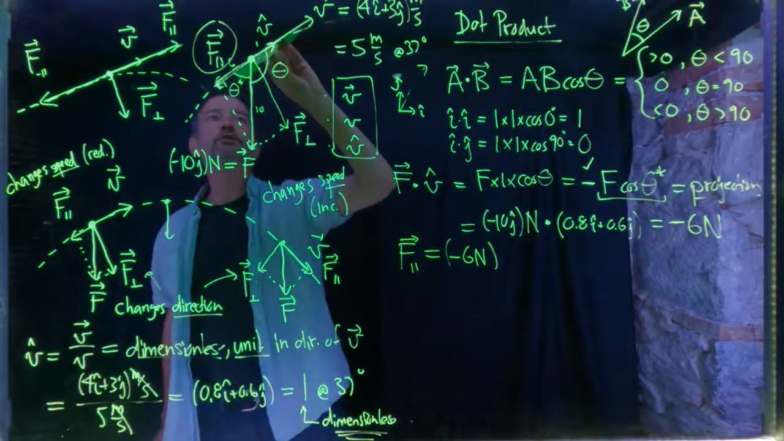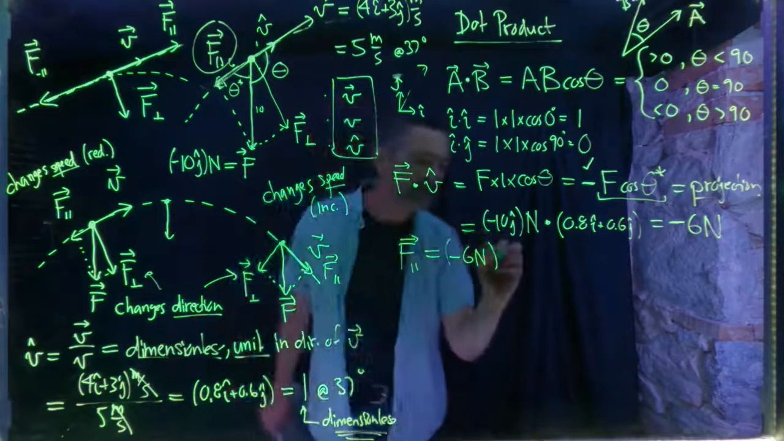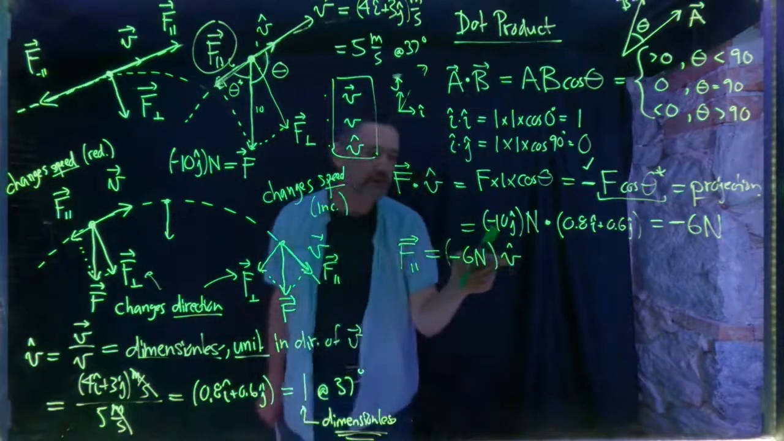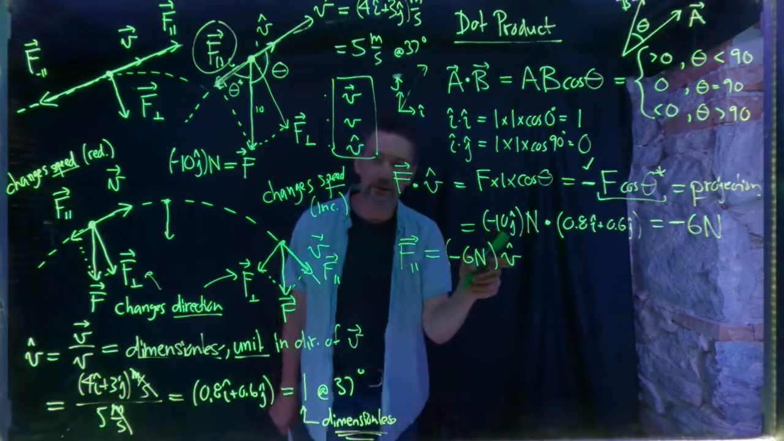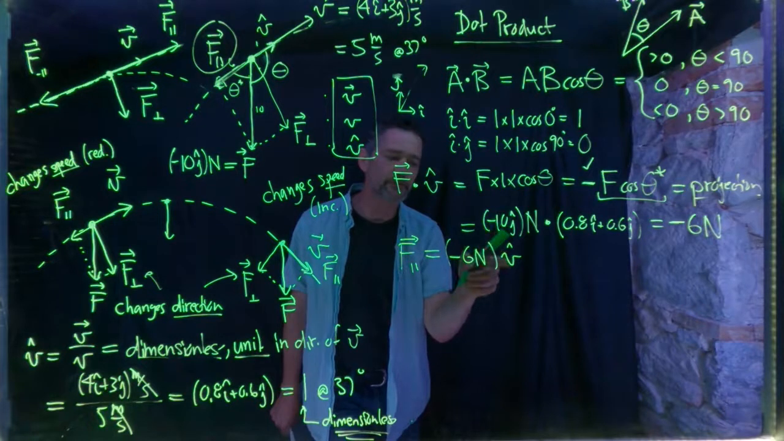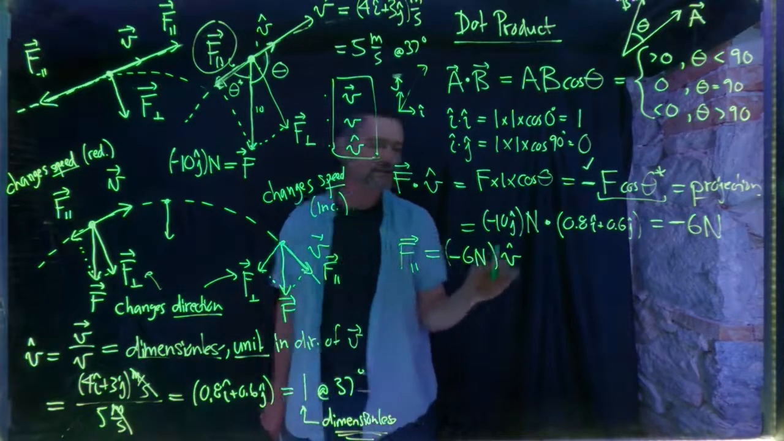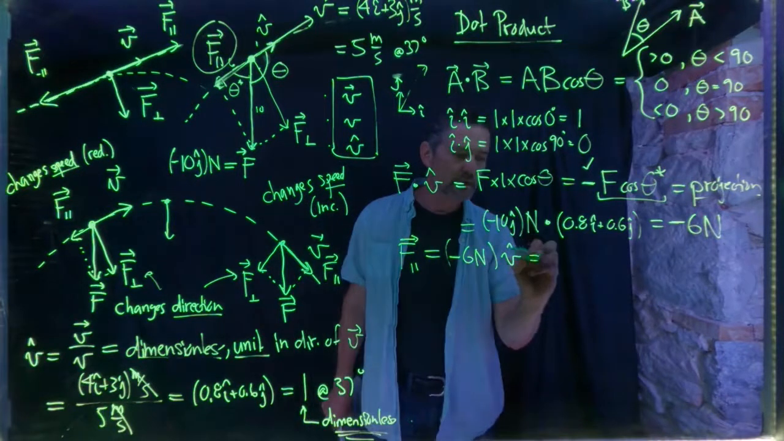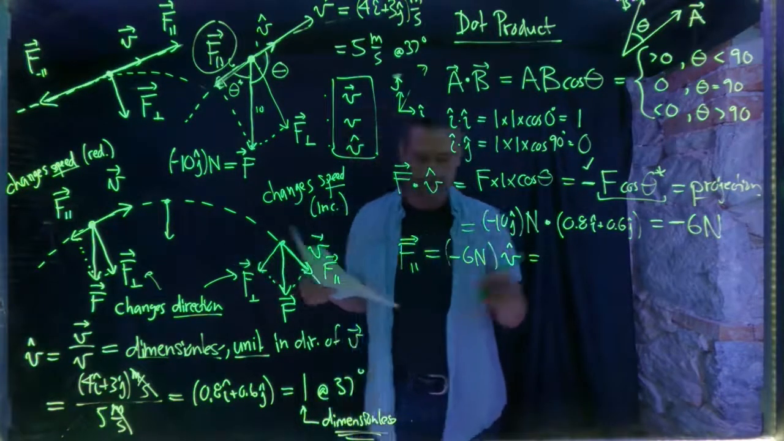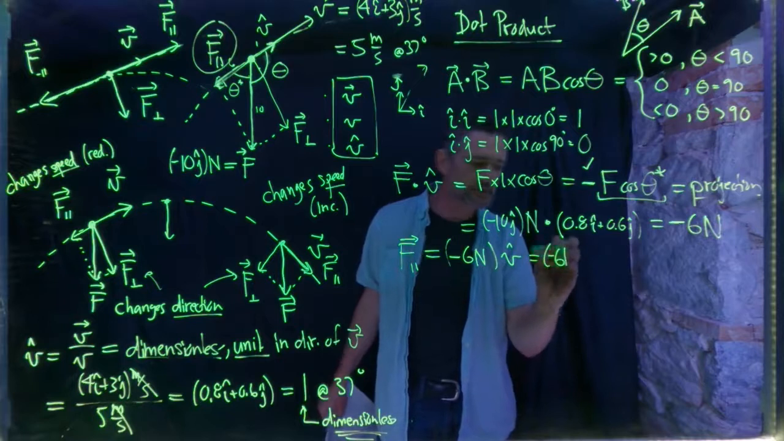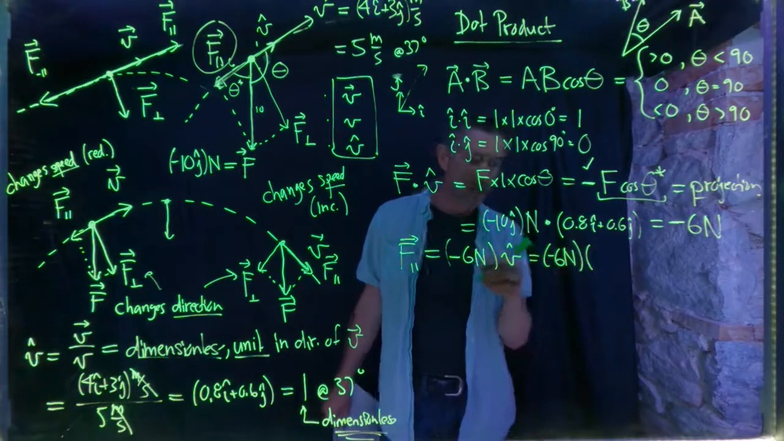It's negative 6 newtons in that direction, in the v hat direction. Multiplying by v hat doesn't change the length, because v hat has length 1. It doesn't change the dimensions, because v hat is dimensionless. So this is still a force vector. It's negative 6 newtons in the v hat direction. So we can just work this out algebraically. This is negative 6 newtons, just times v hat.